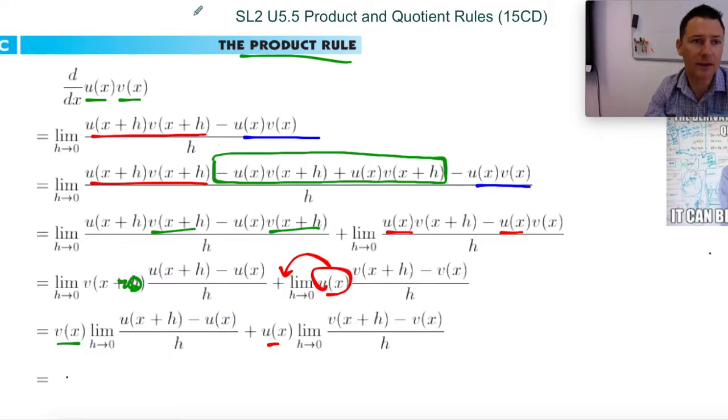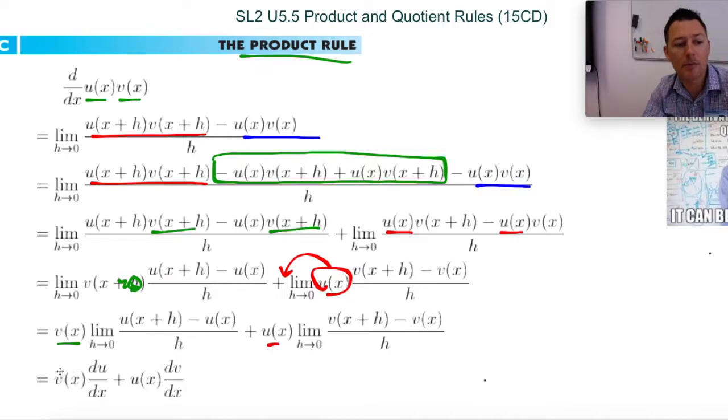And if you think about this piece, that's really just the derivative of u, right? This whole thing is the derivative of u. And this whole thing is the derivative of v, right? It's just like going back to the first principles piece. So we have the product of these two things is the multiplication of the second by the derivative of the first, and added to that the first function times the derivative of the second.